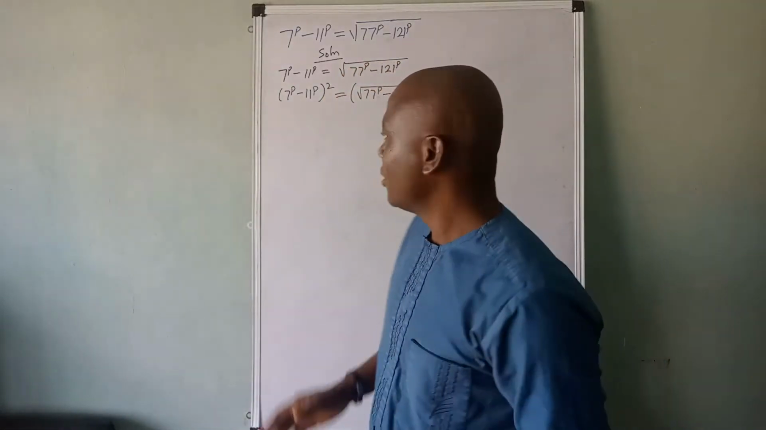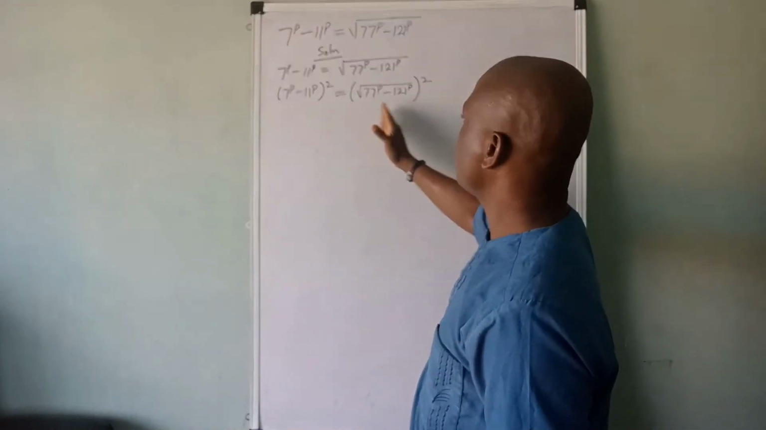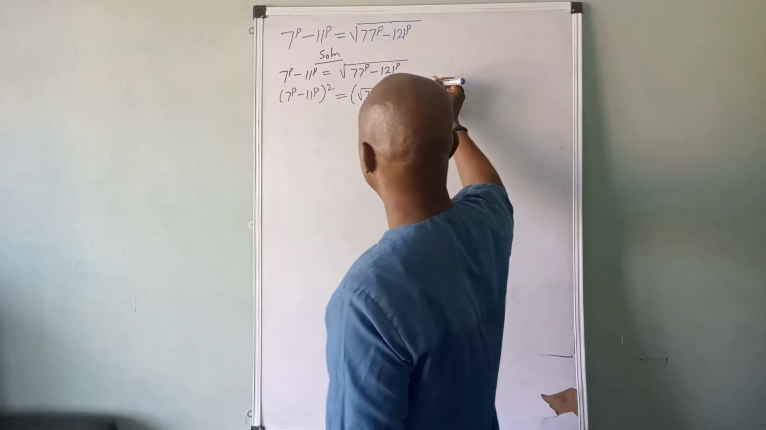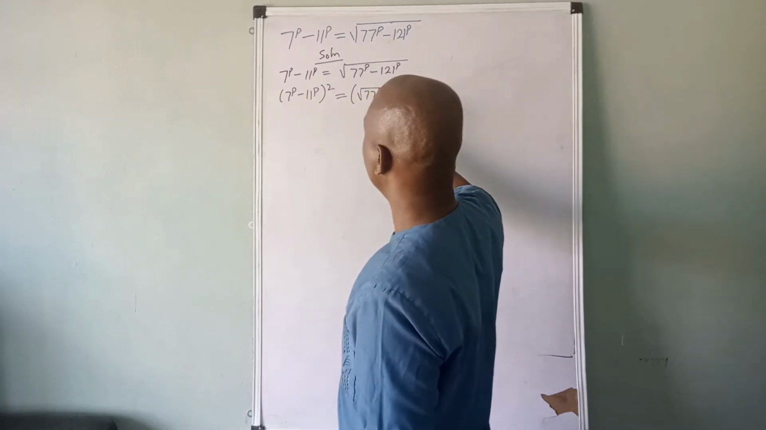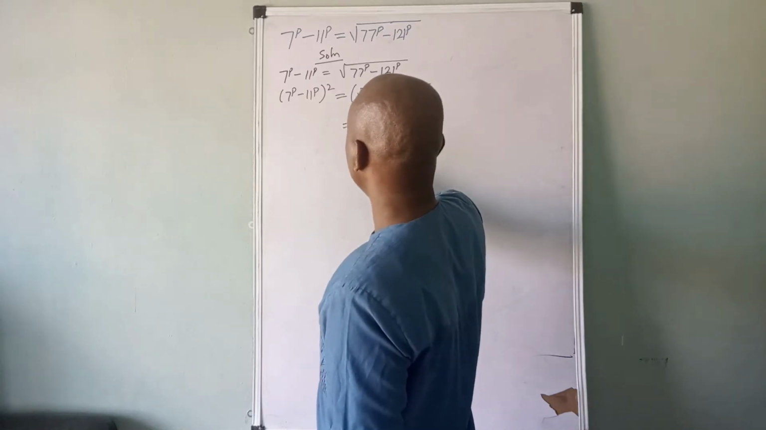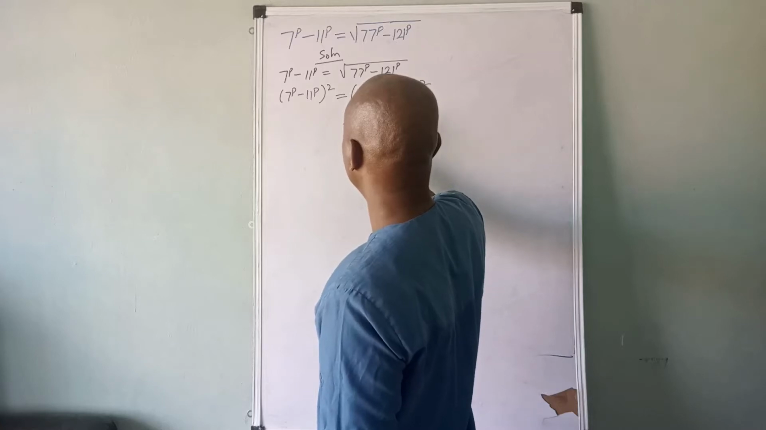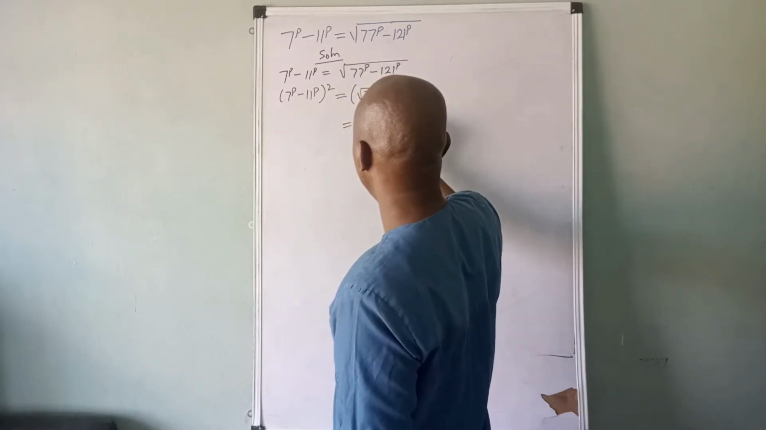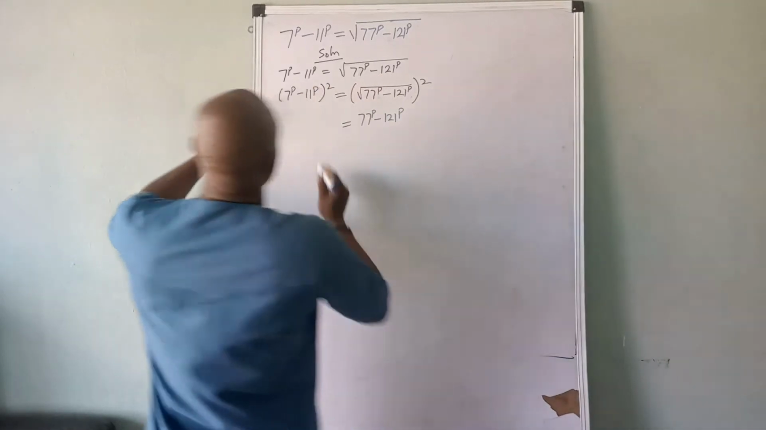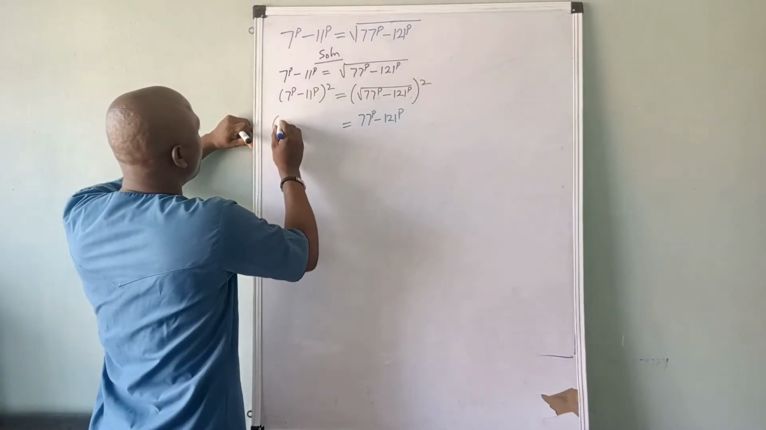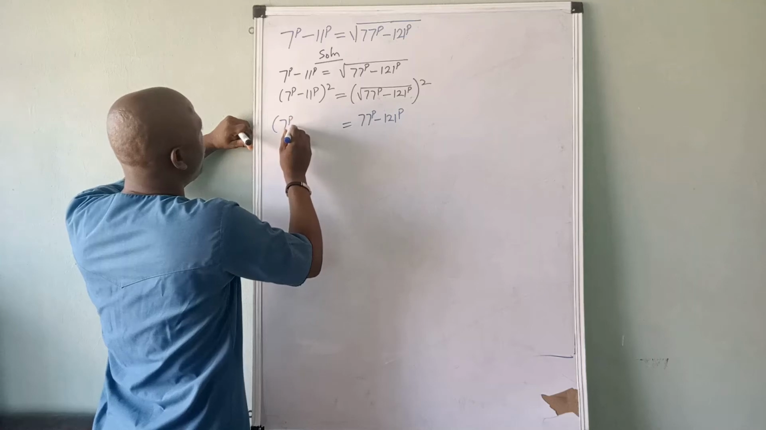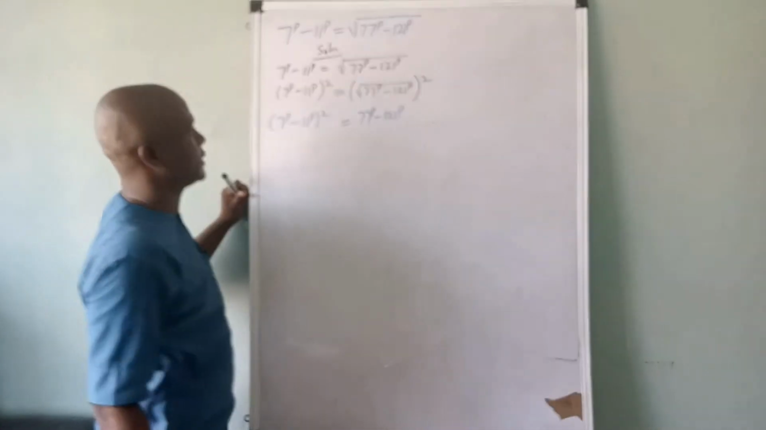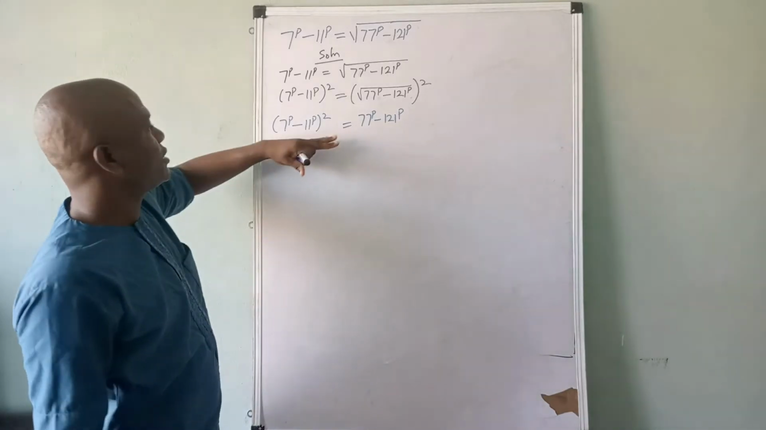Moving forward, from what we have on the board, you can see that this square cancels the square root, such that we can now have 77 raised to the power p minus 121 raised to the power p. And on the left-hand side of the equation, we still have 7 raised to the power p minus 11 raised to the power p all squared.